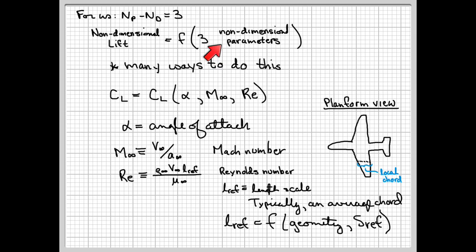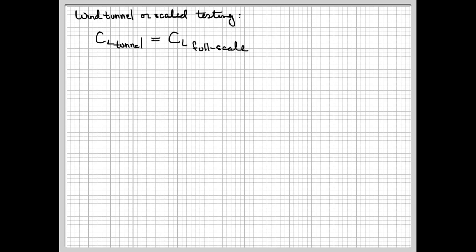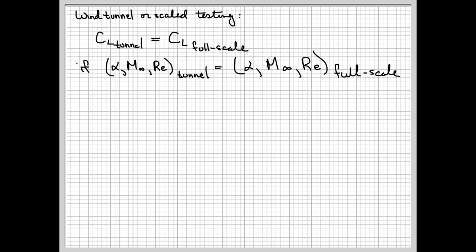So what does this mean about wind tunnel testing or scaled testing? Well, it says that what I'm going to be interested in doing is producing the same lift coefficient between the tunnel and the full scale. And the way I'm going to do that is I need to make sure that my non-dimensional input parameters match. So if the angle of attack, Mach number, and Reynolds number in the tunnel match the angle of attack, Mach number, and Reynolds number in the full scale, then the lift coefficients will be the same between the tunnel and the full scale.